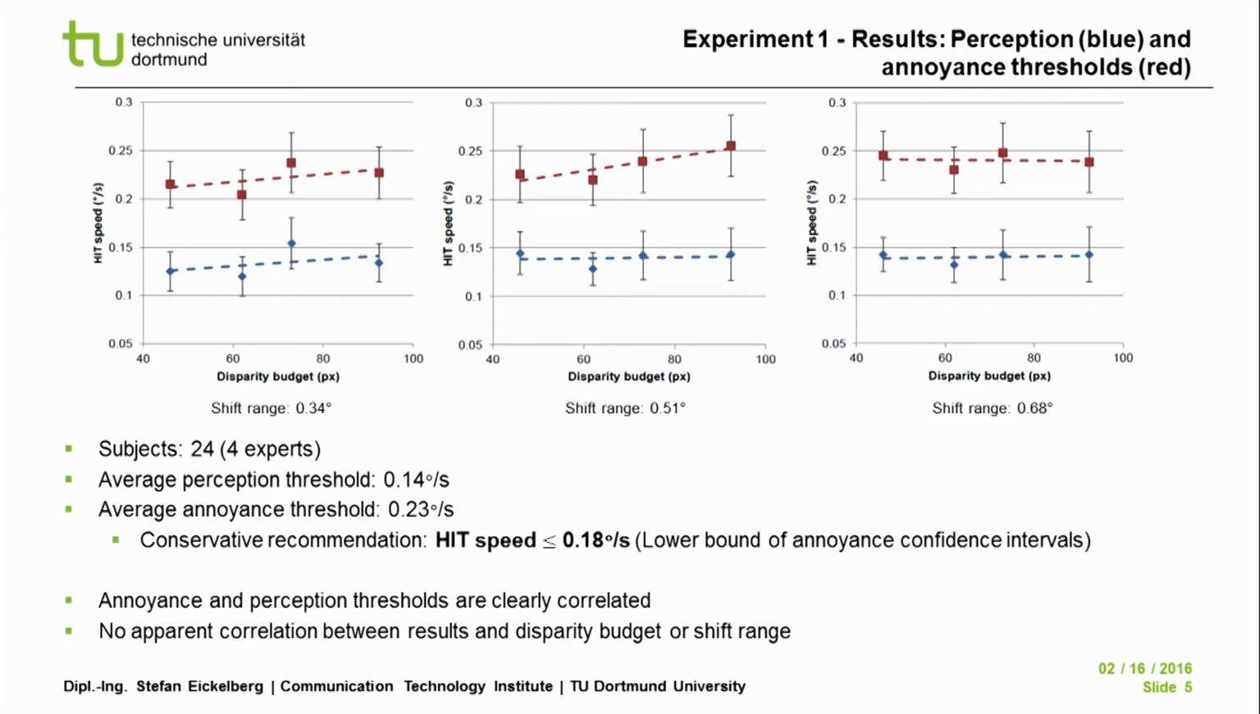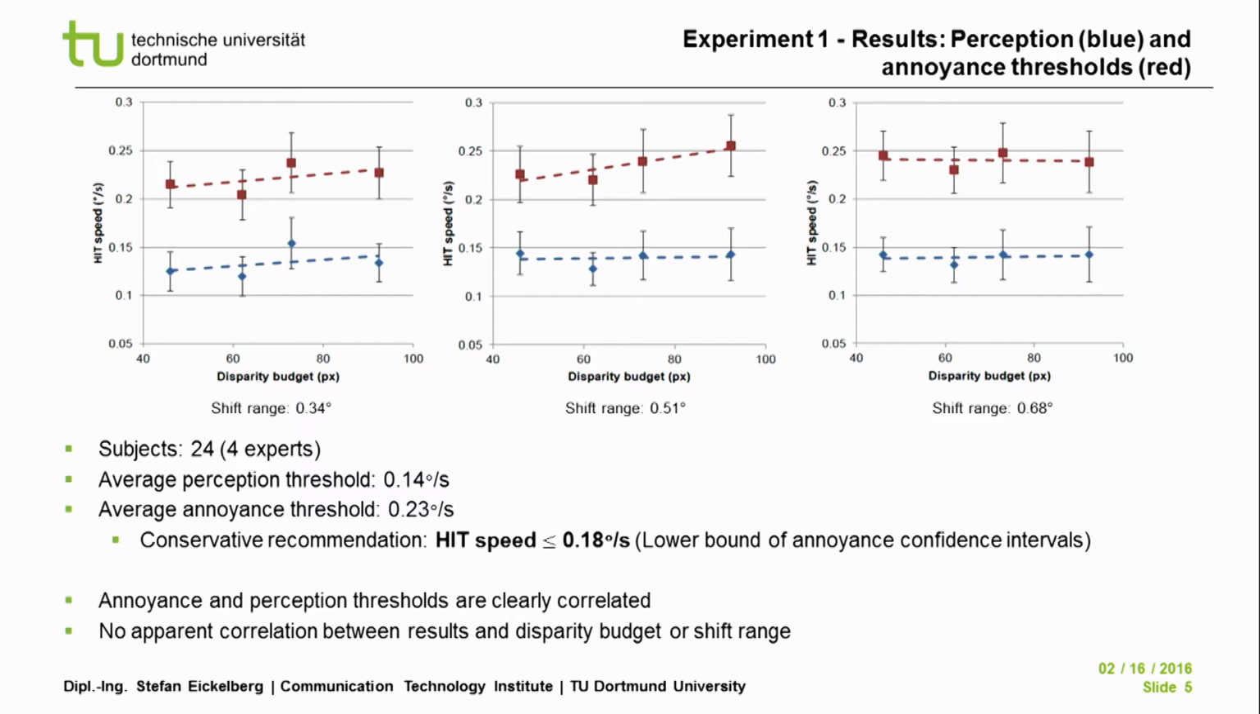So here are the results. We calculated the mean opinion scores for every condition. And here are the perception thresholds in blue and the annoyance thresholds in red over the disparity budget and for each shift range. So, as we can see, the annoyance thresholds and the perception thresholds are clearly correlated, but there was no apparent correlation with the disparity budget or the shift range.